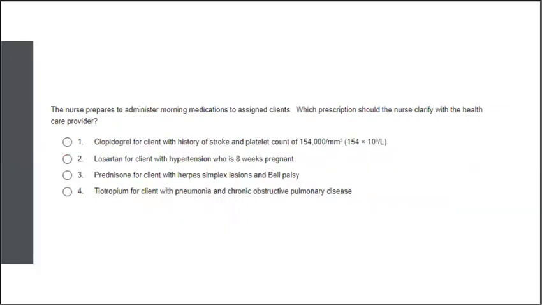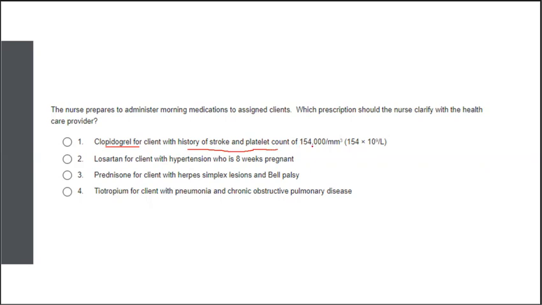I hope this is the last one. Okay, so this is the last one before we look at another class of medication. The nurse prepares to administer morning medication to assigned clients. Which prescription should the nurse clarify with the healthcare provider? Okay, so here we have clopidogrel, which is an antiplatelet medication that's given to a client with a history of stroke. And we see a platelet count of 154,000.